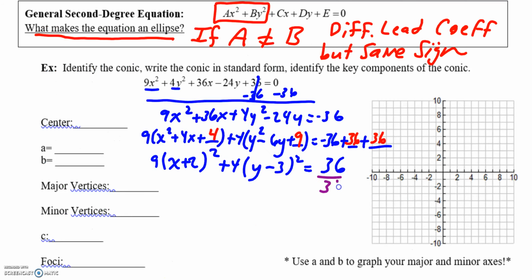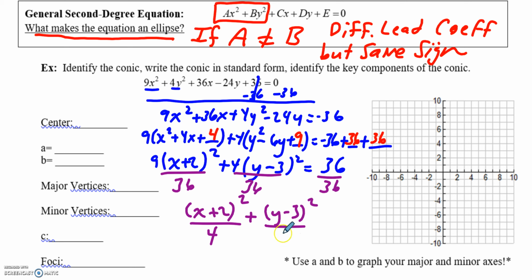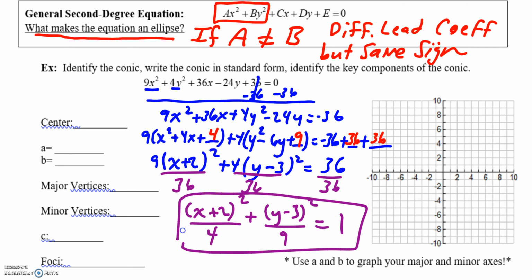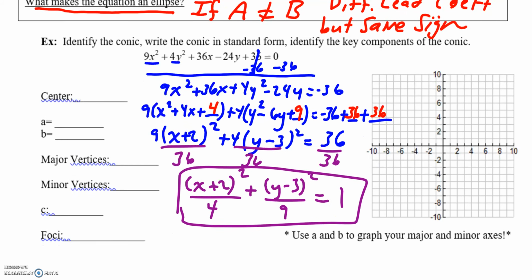So what I'm going to do is divide everything by 36, and I would reduce. So I would get (x plus 2) squared over 4 plus (y minus 3) squared over 9, because it's 4/36, equals 1. And so this is my ellipse in standard form. And now that it's in this form, now I can determine what kind of an ellipse it is.